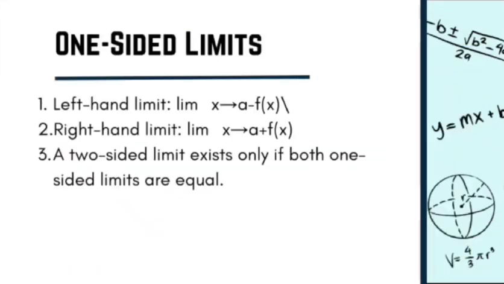One-sided limits. Now let's take this a bit deeper. Sometimes we care about what's happening on just one side of a point, and that's where one-sided limits come in. The left-hand limit looks at values of x approaching from the left, and it's written like so, while the right-hand limit looks at values approaching from the right. If both the left and right-hand limits exist and are equal, then the two-sided limit exists. But if they're different, then the limit doesn't exist at all at that point.